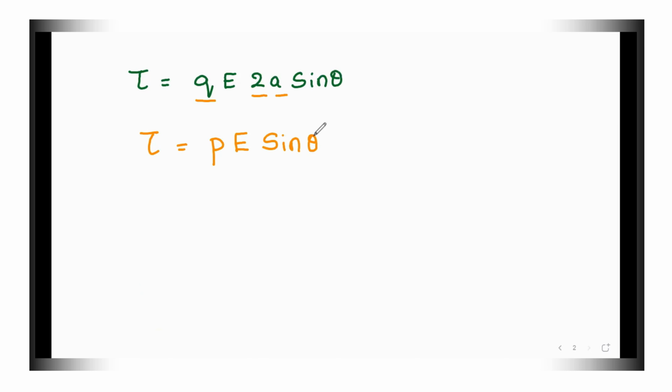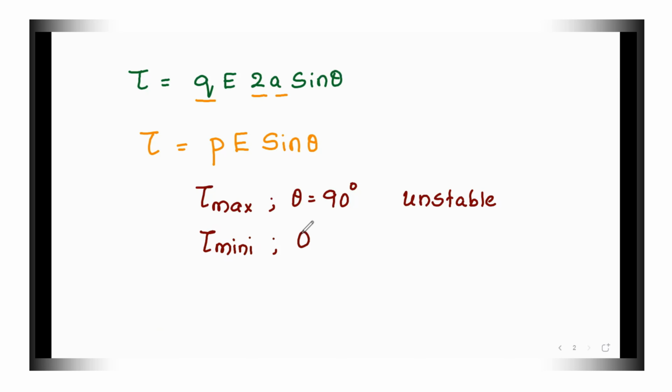So first of all, we will see when this torque will be maximum. Torque is maximum when theta is 90 degrees. So this is the most unstable position of the dipole. And torque is minimum when theta is equal to 0. So the dipole will rotate and come parallel to the electric field.